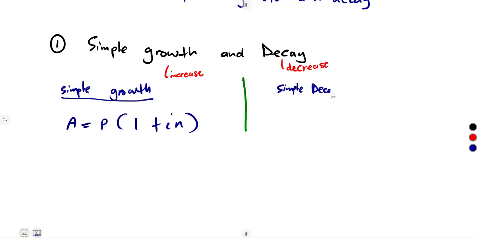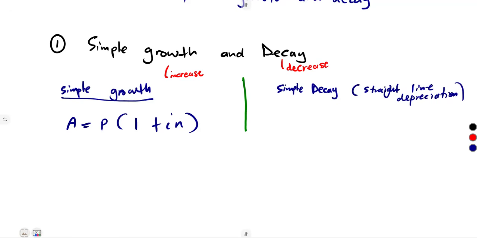All right. So as for a simple decay, that's also it is referred to as the straight line method. The straight line method or the straight line depreciation.